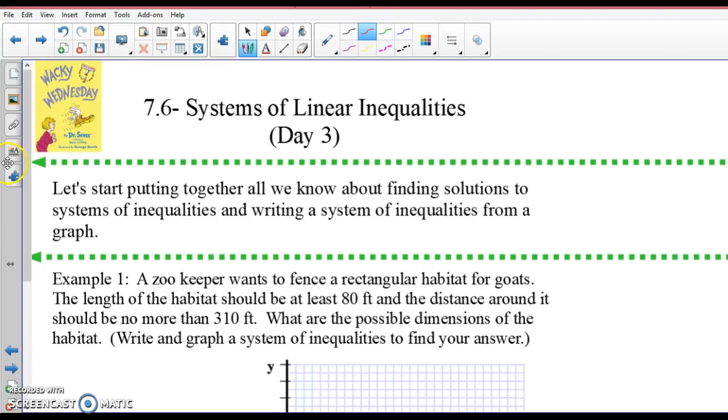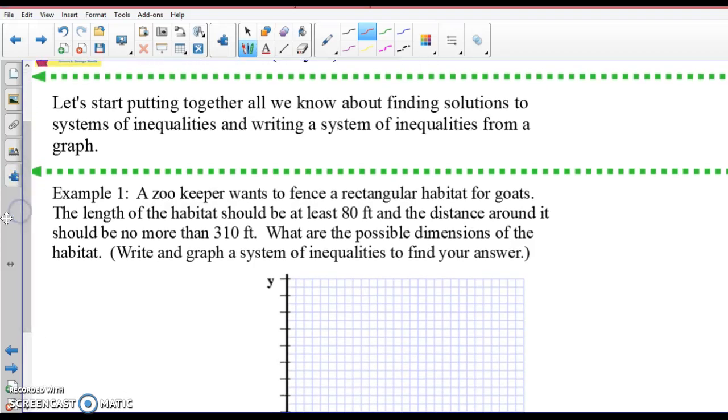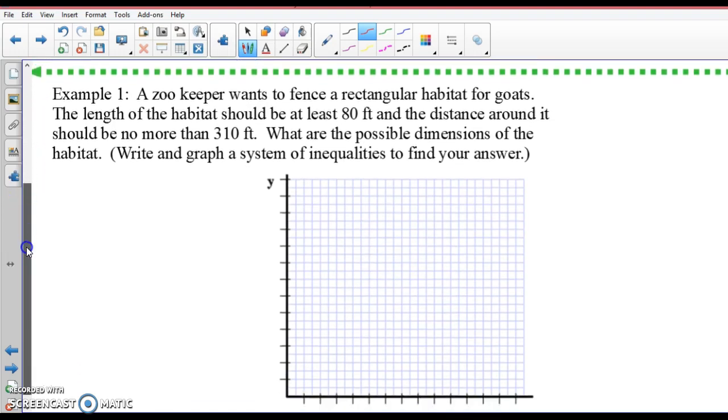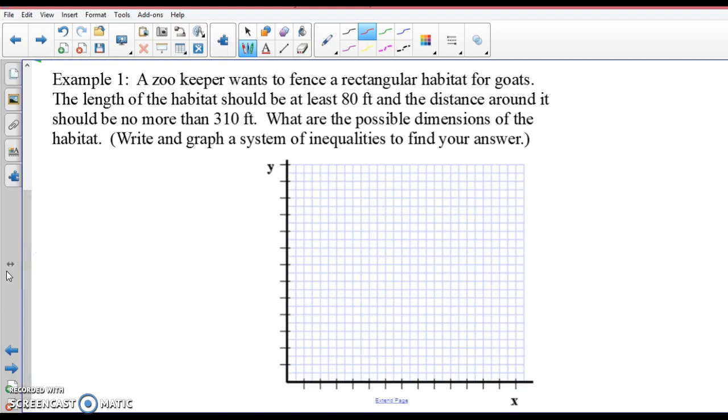All right, this is lesson 7.6, day 3. These are applications of linear inequality systems. So, a zookeeper wants to fence a rectangular habitat for goats. The length of the habitat should be at least 80 feet. And the distance around it should be no more than 310 feet. What are the possible dimensions of the habitat?